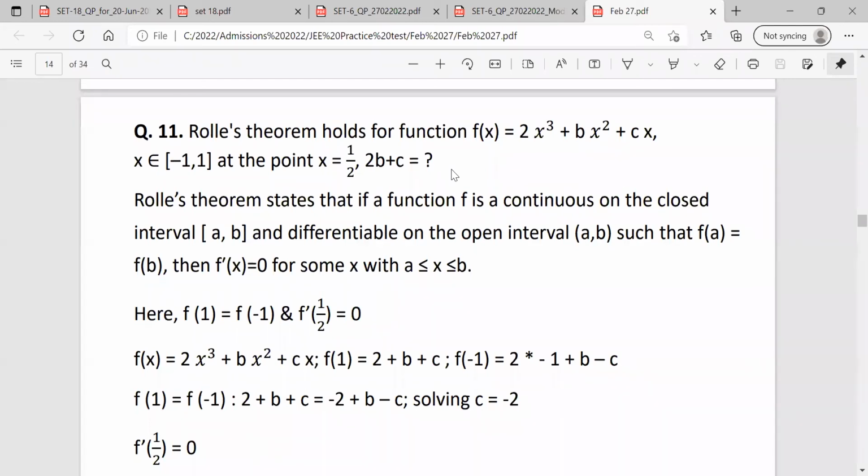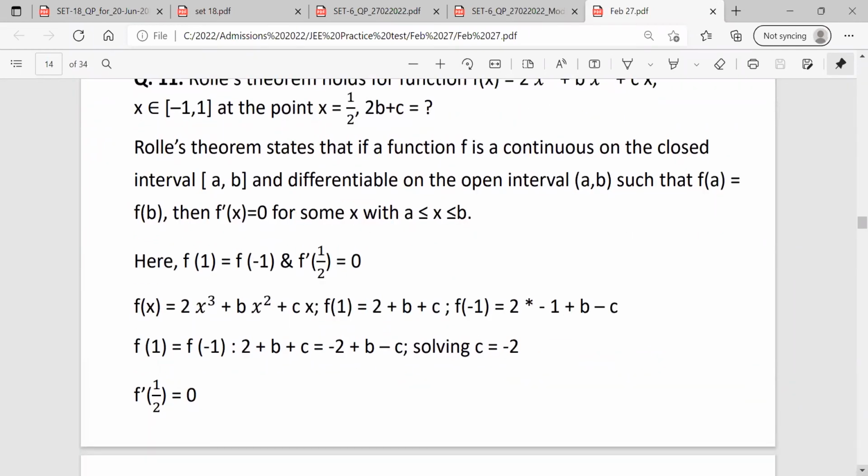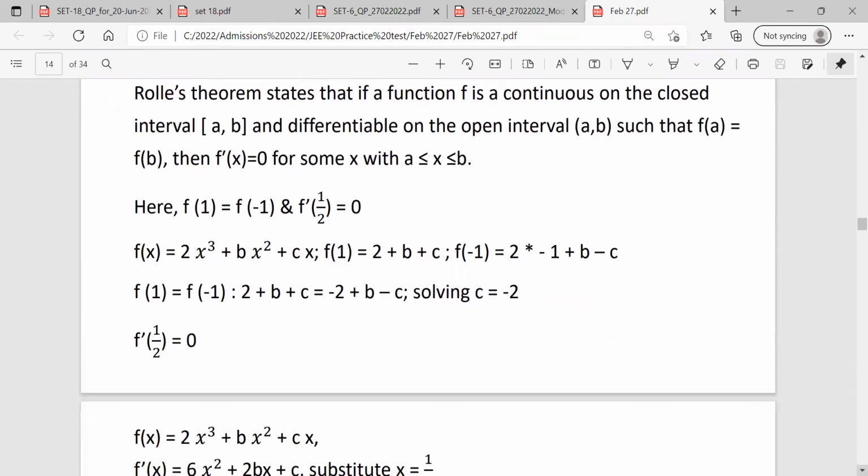So we can write this as, here the interval [a, b] is [-1, 1]. So here we can write f of 1 is equal to f of minus 1, and f dash of 1/2 equal to 0. So now we have 2 conditions, or 2 criteria, at hand, and we have to solve these in such a way that we can find out the value of 2b plus c.